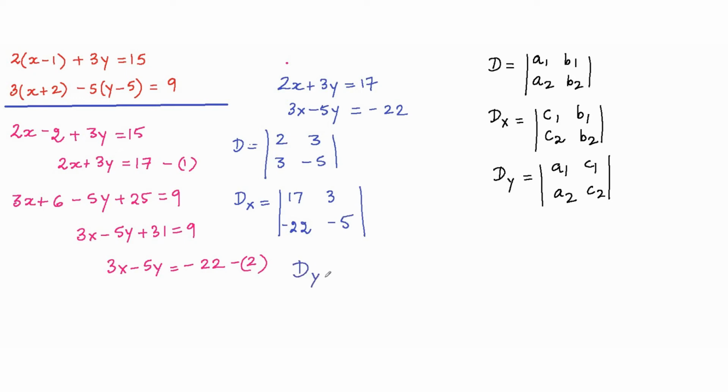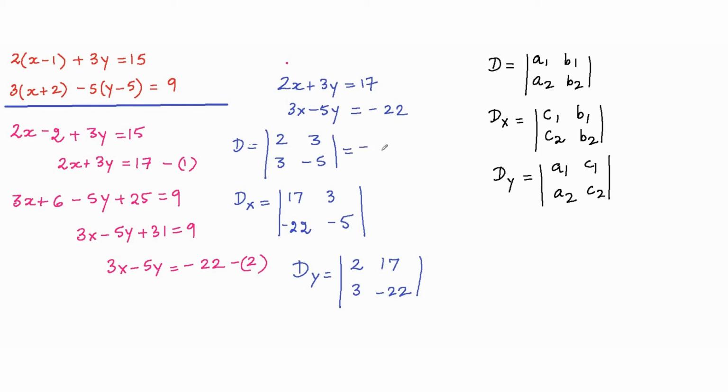And let's find the determinant for y. Determinant for y is keep the coefficients of x as they are and replace the coefficients of y with the constants. So 17 and minus 22. So let us now calculate all these determinants.